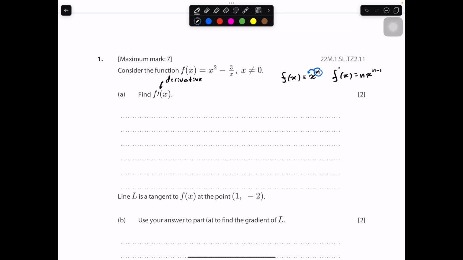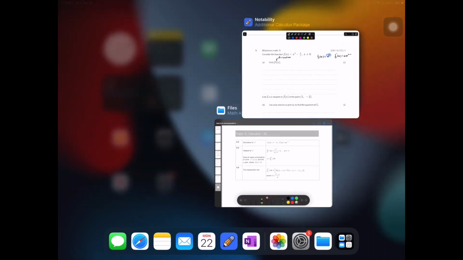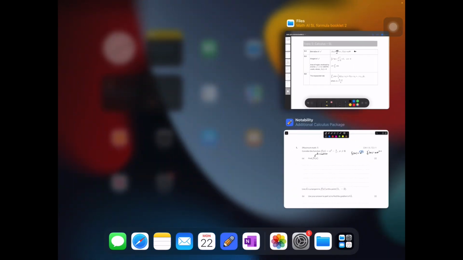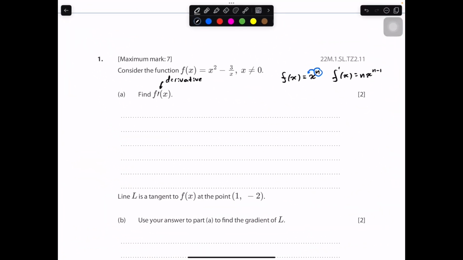That's our derivative formula, and I'll bring it up actually, it's in our formula booklet right at the very end, topic 5, calculus, right here. That's exactly what they're saying. Some term, x raised to the power of n: multiply the exponent out in front and then decrease it by 1. Okay, so let's go back to the document and see if we can work out the derivative.